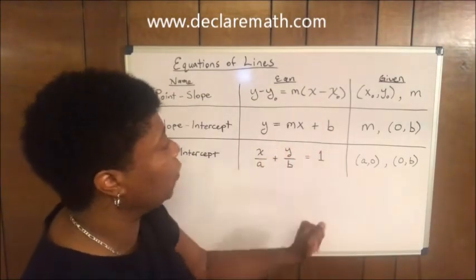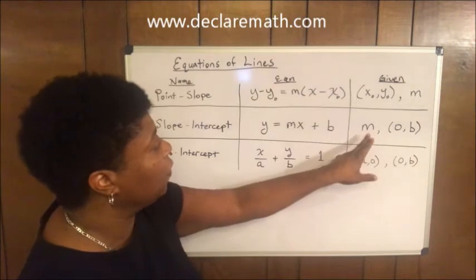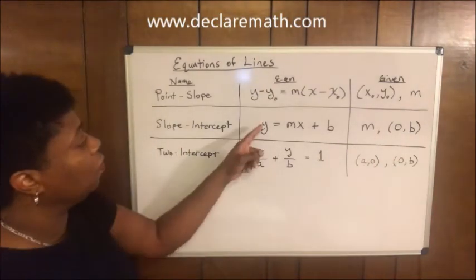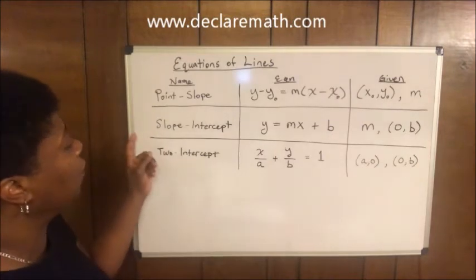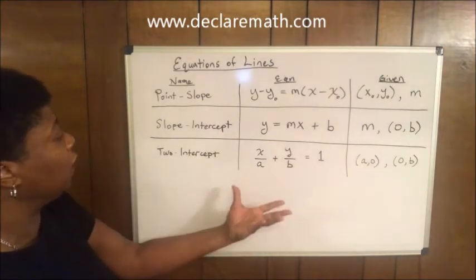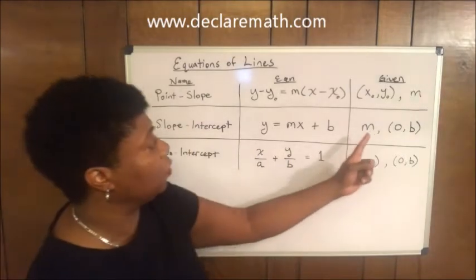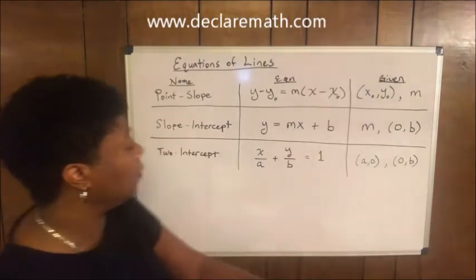We derived that also from slope last time. And if you're given the slope of a line and its y-intercept, then this would be the best equation to play around with to get the equation of a line. It's called slope-intercept because you have the slope and the y-intercept.